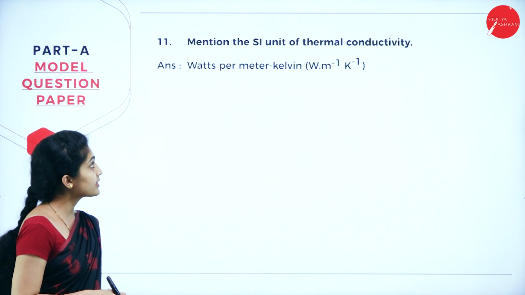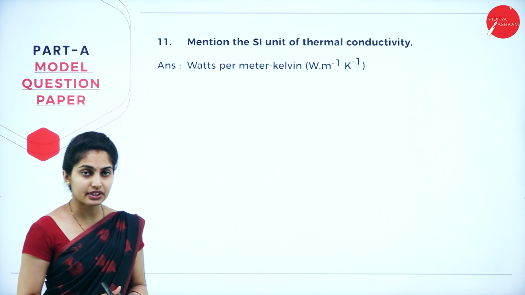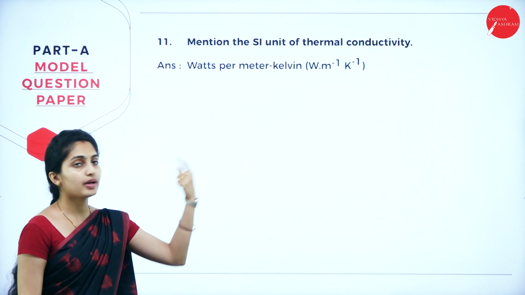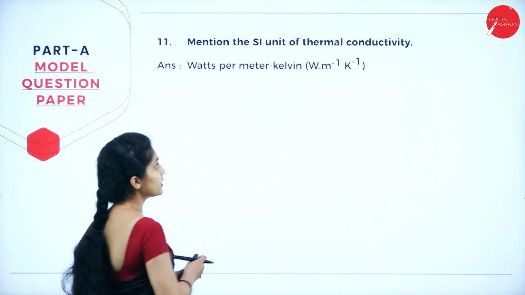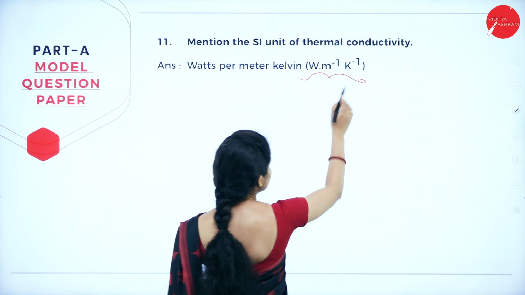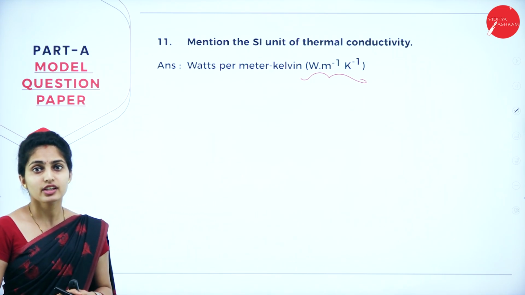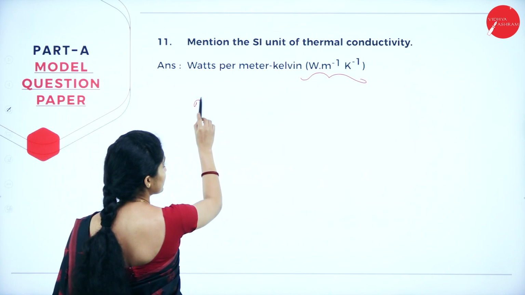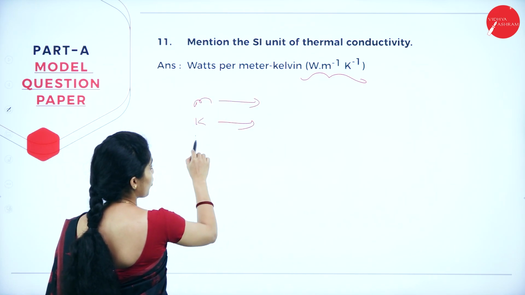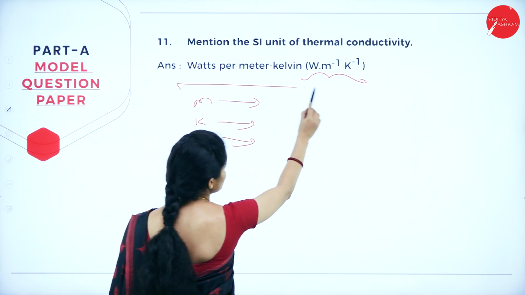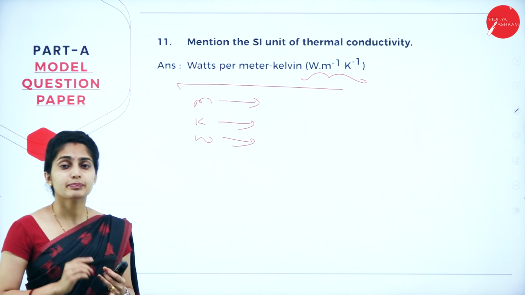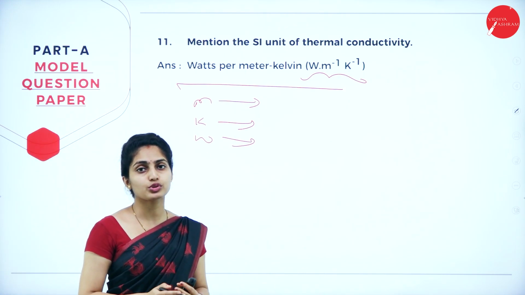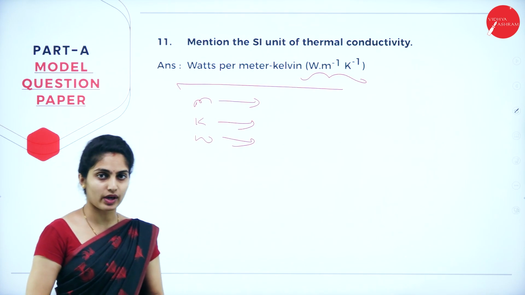Next it is SI unit of thermal conductivity. As in the slide you have watts per meter per Kelvin, which can be written as W m inverse K inverse. So if you are writing this, you will have to write what is M, what is K and what is W, or else you can just go with watts per meter per Kelvin, and in a symbolic representation. Both the ways also you can just write, okay, which carries 1 mark.